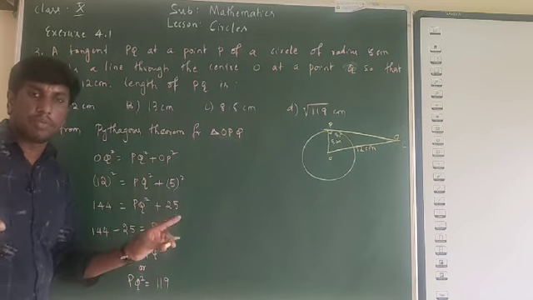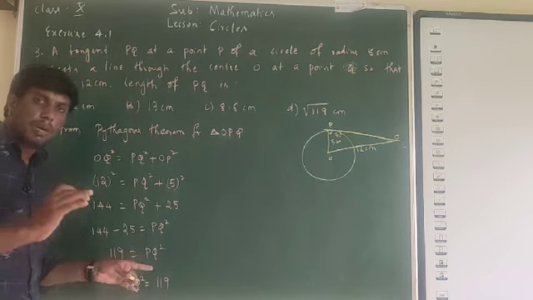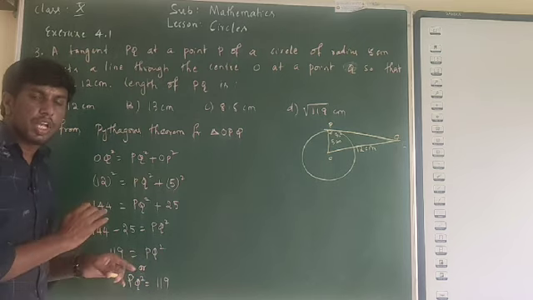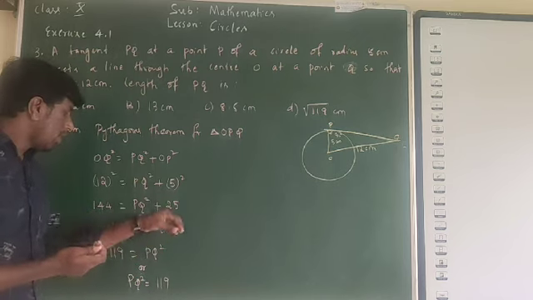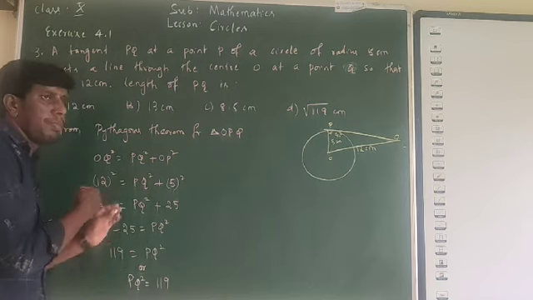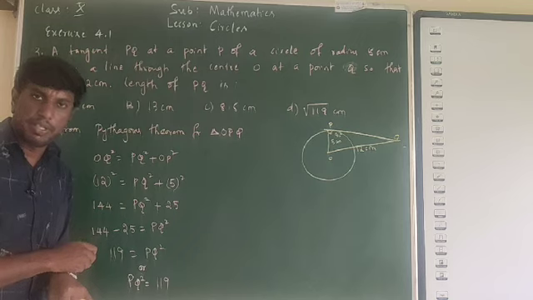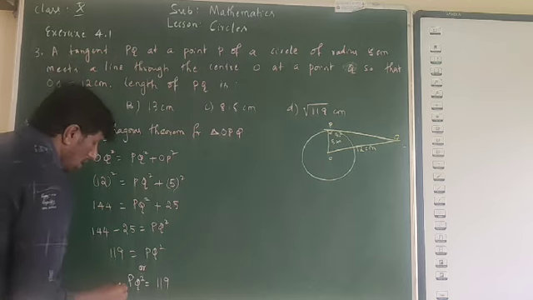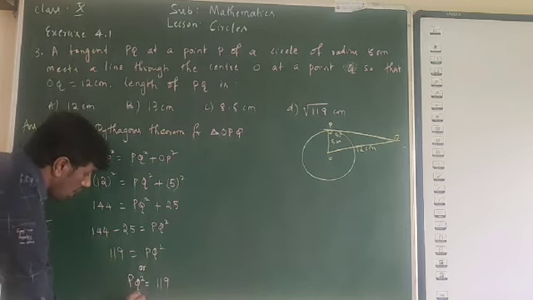I am not transferring. If I am transferring, then the sign is going to change. I am writing the whole RHS part in the LHS place, and the LHS part in the RHS place. That's it. Now PQ square is equal to 119.